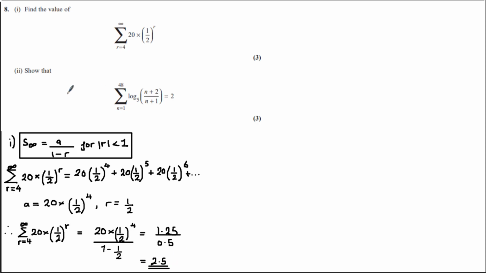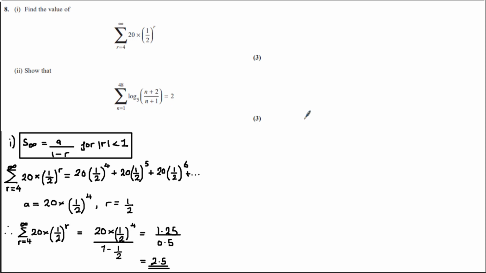Okay. The next part says show that the sum of series from n is equal to 1 up to 48 of log base 5 of n plus 2 over n plus 1 is equal to 2. So here we need to show that the left hand side, which is a sum of series, is equal to 2. Now, just as we did in the previous question, whenever you're given these types of questions where we need to take the sum of a series or evaluate a sum of series, I'd always recommend that we start writing out the first few terms and see if we notice a pattern.